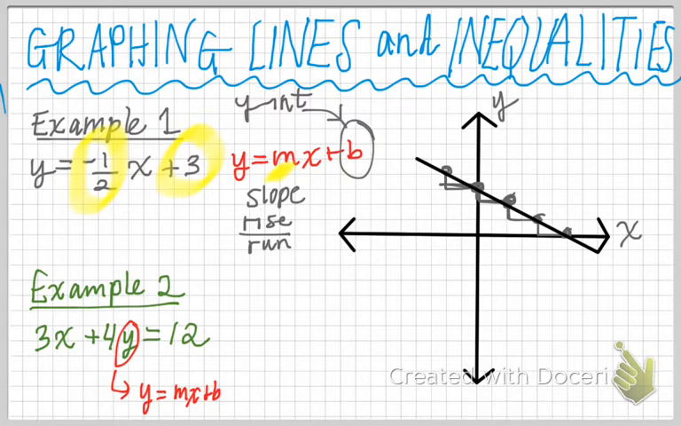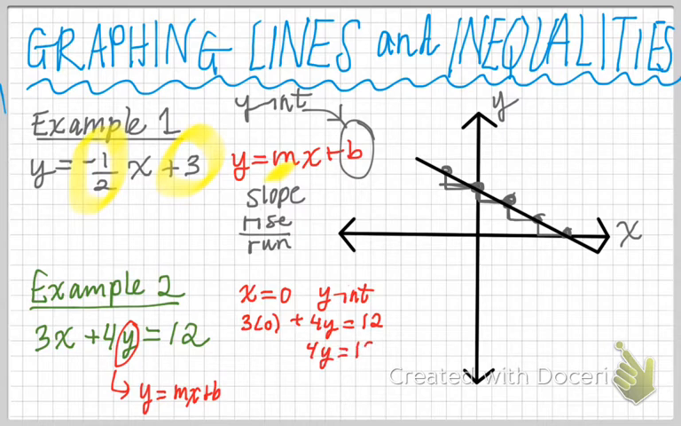And the idea there is you'll plug in, first you can plug in x equals 0 to find the y-intercept. So that would be 3 times 0 plus 4y is equal to 12. 3 times 0 is 0, so we get 4y is equal to 12. Thus y is equal to 3. So now I have my y-intercept at 0, 3.